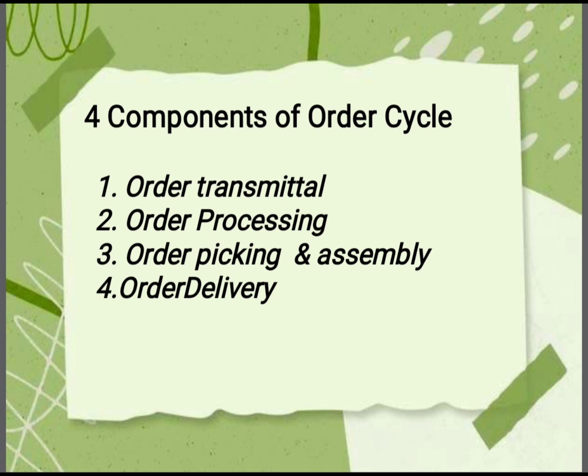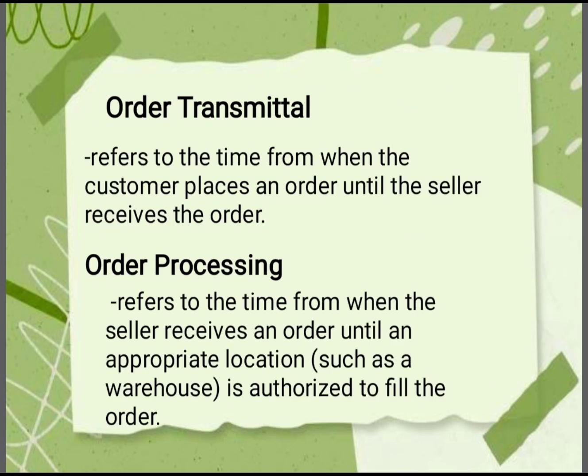The first is order transmittal. Order transmittal refers to the time from when the customer places an order until the seller receives the order. So order transmittal starts from the customer's add to cart, so the seller is ready to ship or prepare to ship the parcel, until the customer receives their order.